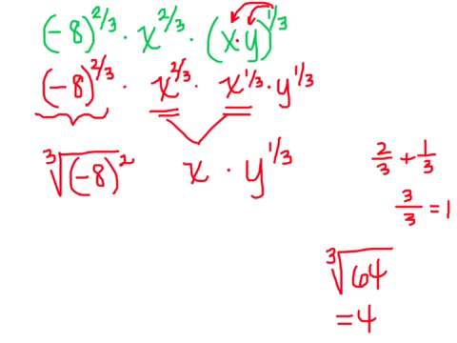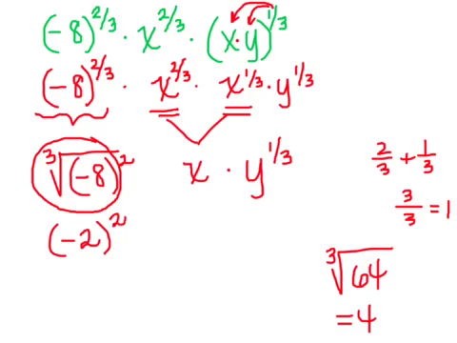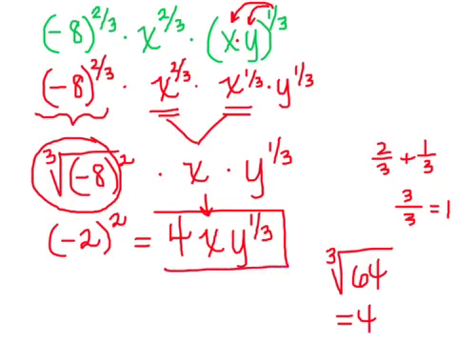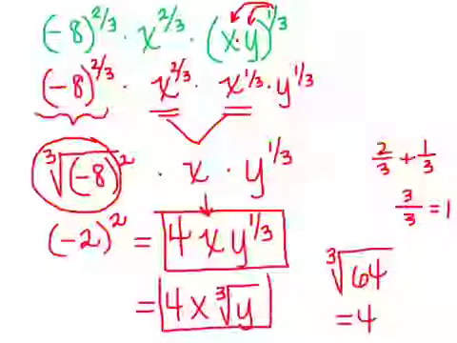Or you could also, since the -8 is a perfect cube root, cube root the -8 first and get a -2. Make sure you put parentheses around it because all that is being raised to the 2 power. Either way, you'll get a 4. And then let's go ahead and bring down the x and the y to the 1/3. And we could leave the answer like that if they wanted rational exponents as the answer, or we could write it like this if they wanted radicals in the final answer.